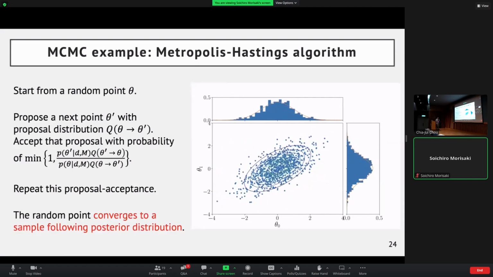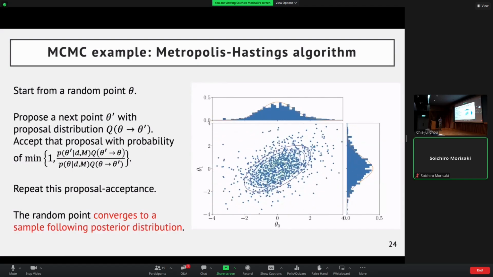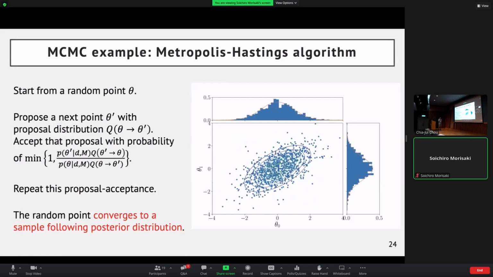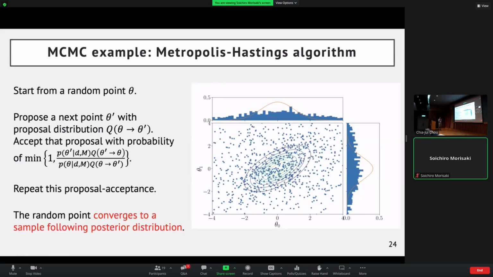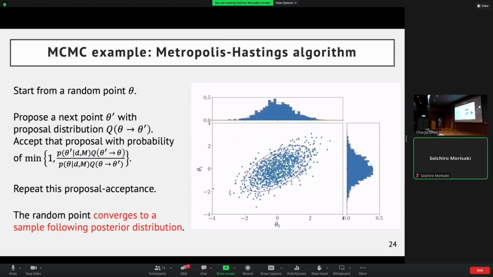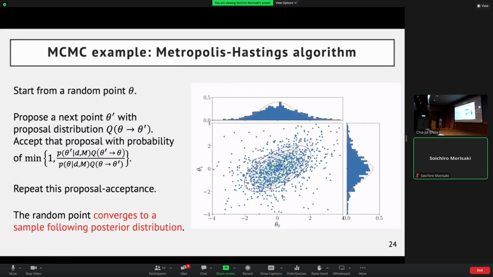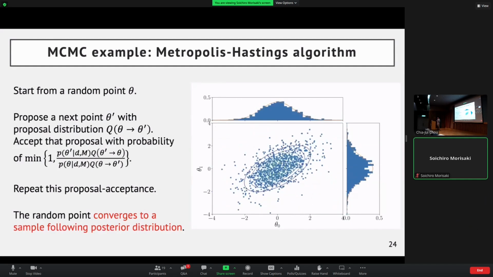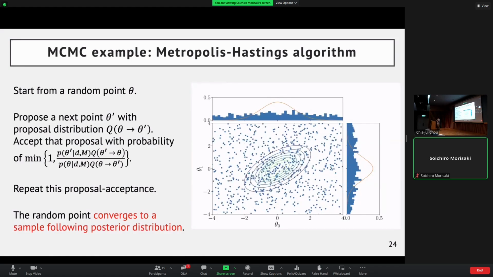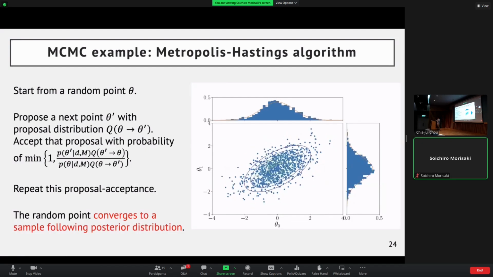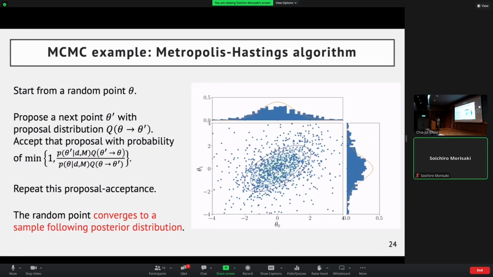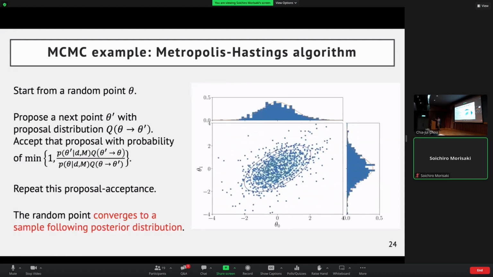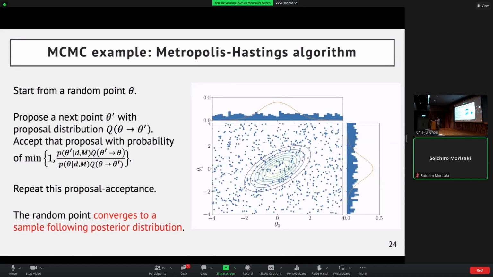This movie shows 1,000 random samples following these proposal and acceptance steps. And you can see that those points converge to samples following this two-dimensional Gaussian distribution in this two-dimensional plot, and the one-dimensional plots on the top and the right. I just note that this is just one of the simple example algorithms, but more or less many stochastic sampling techniques basically start with randomly drawn samples in the parameter space and let them stochastically explore so that they converge to the posterior samples.